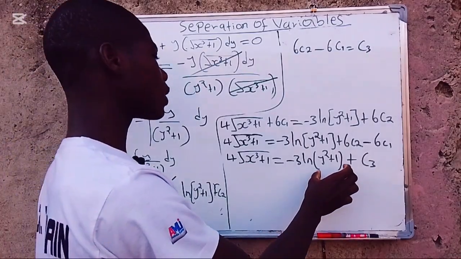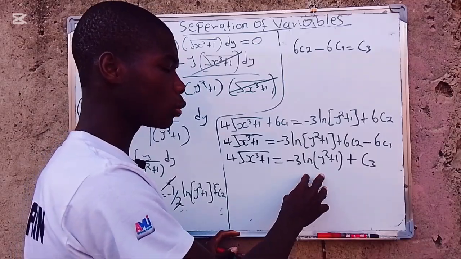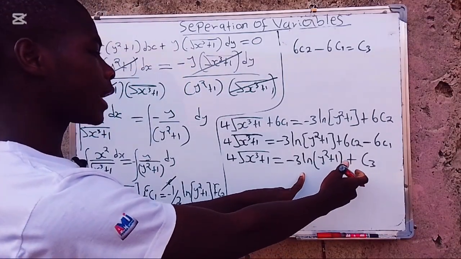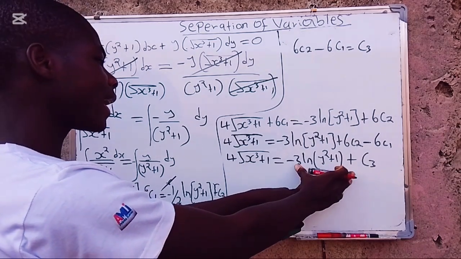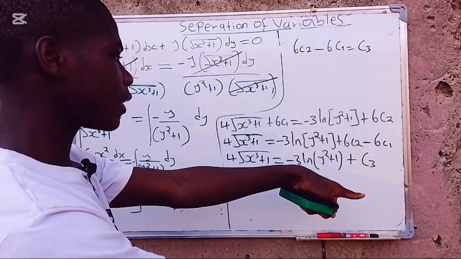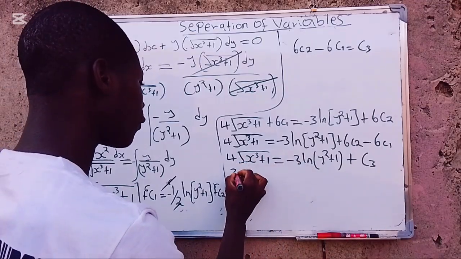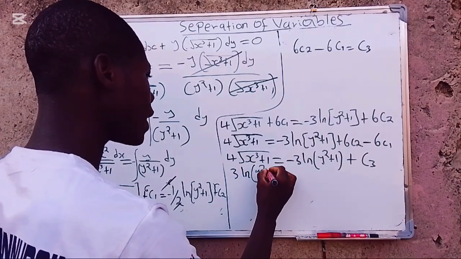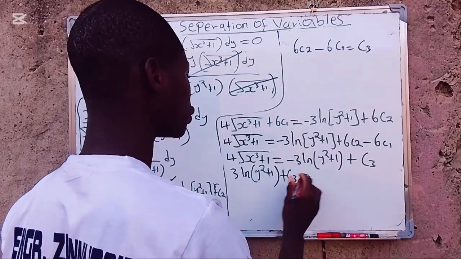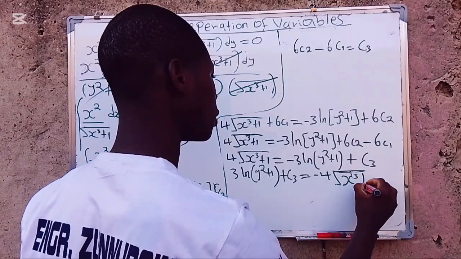So what is the next thing that I'm going to do? Don't forget, I'm looking for the value of y, because at the end I will find the solution of y. The next thing that I'm going to do, I have to take a look at this. When negative 3 ln of y squared plus 1 crosses this equal sign, and this should now get back to that side, at the end it will become positive 3 ln of y squared plus 1 plus c3, and therefore should now be equal to negative 4 root of x cubed plus 1.